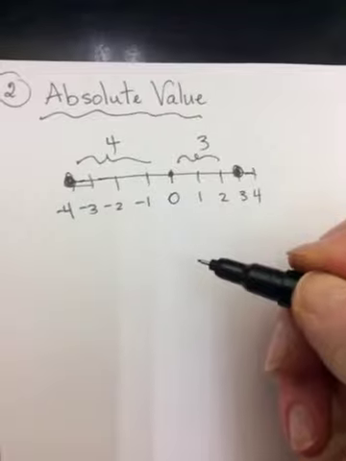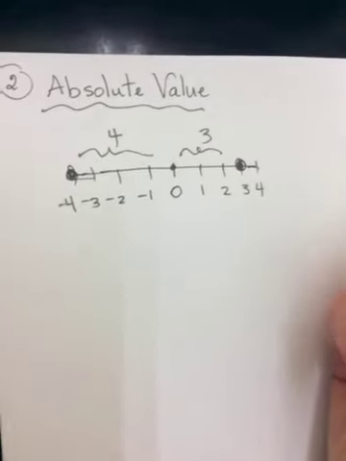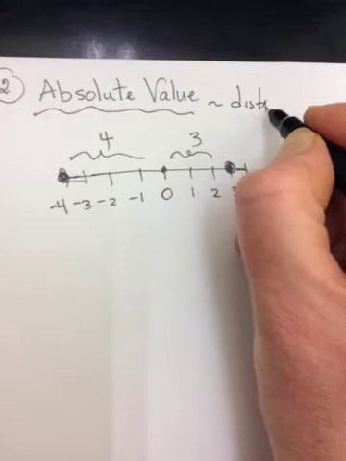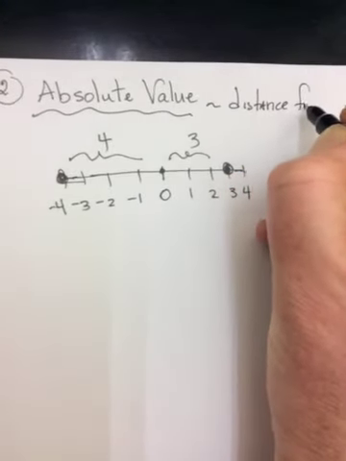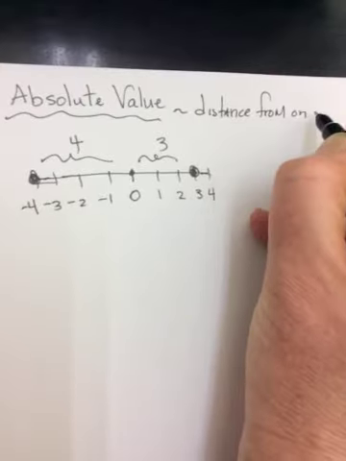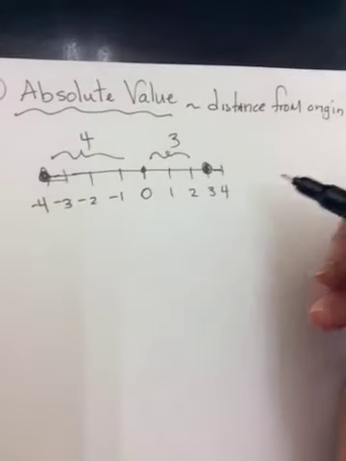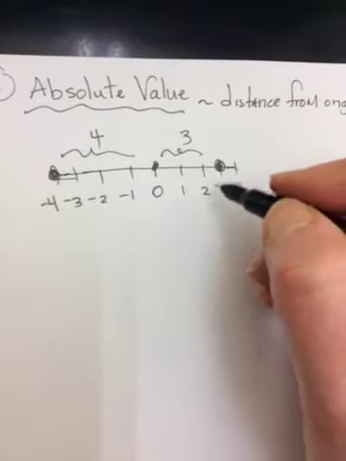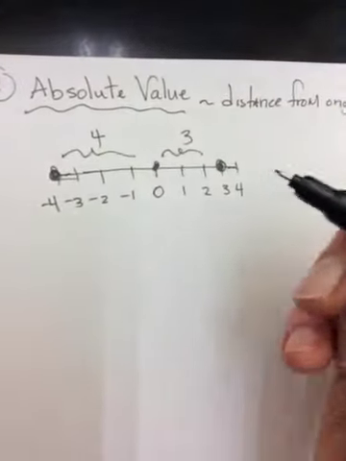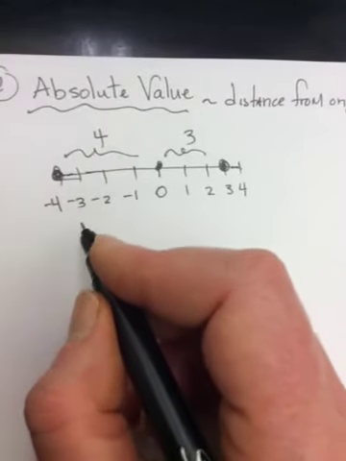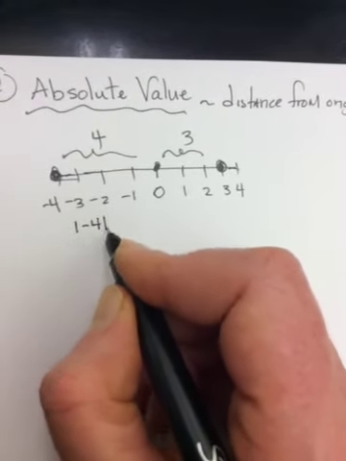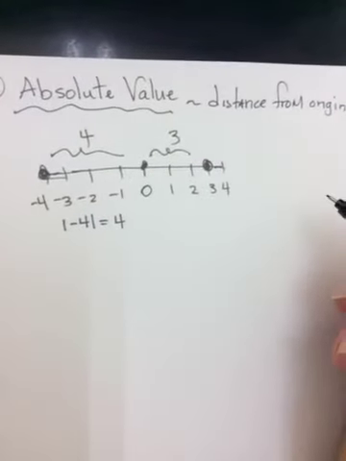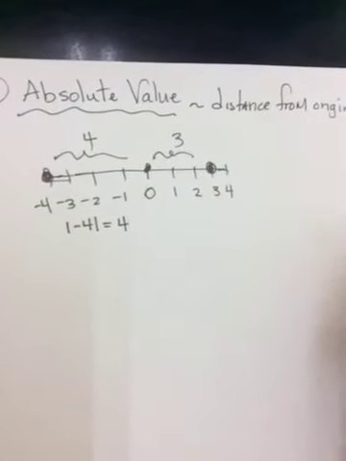Really what you're doing there is you're finding the absolute value, because that's all the absolute value is. It's the distance from the origin. Okay? Distance from origin. It's how far it is away from the starting point, not what direction. That's why we don't care about the negative. Okay? So that's why we have the absolute value of -4 is equal to 4, because we're just getting the distance, how far it is from the origin, not what direction it is.